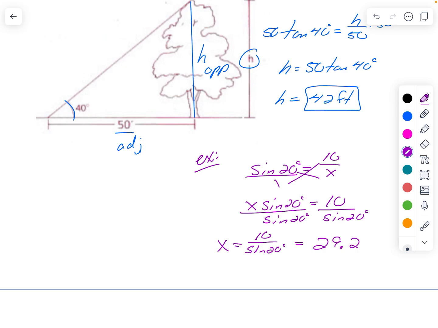So if your variable's in the denominator, it's a little bit more work, or maybe you'll just start remembering that the x and the trig function, whatever it might be, kind of swap places.